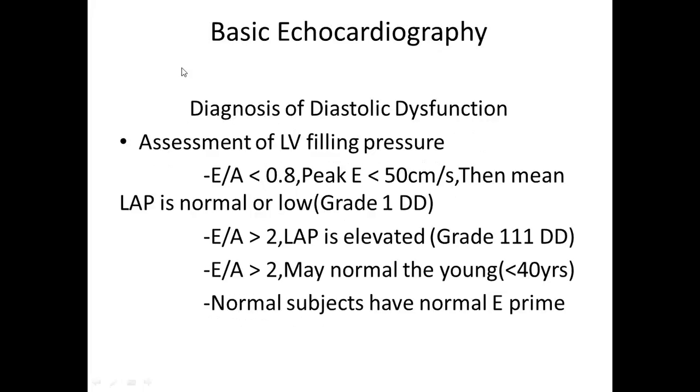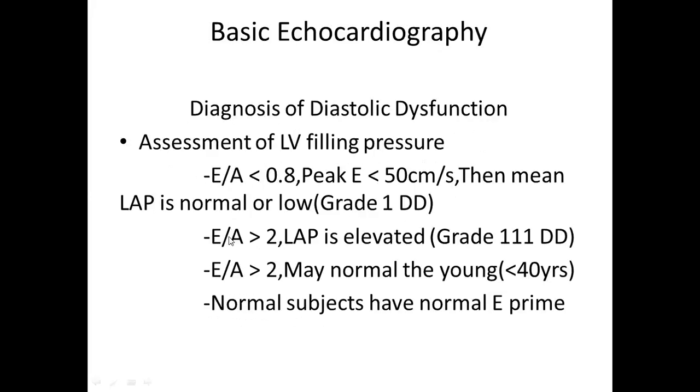So what I'm saying to you, you can do a quick eyeball. If the patient has a small E, a big A, and the ratio is less than 0.8, and if your E is less than 50 centimeters per second, or 0.5 meters per second, then the left atrial pressure is normal or low, and you have a grade 1 diastolic dysfunction straight off the bat.